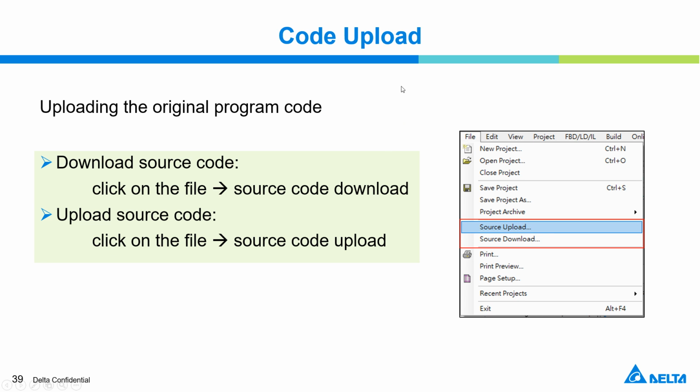Another one is about the code upload, and this one isn't like our AS PLC. When you download the program to an AS PLC, you just click download and you can upload directly. But for the AX series PLC, if you do not download the source program, the source code, that means next time if another engineer wants to upload the code, he cannot do that, because you have to download the source code, not just the running code.